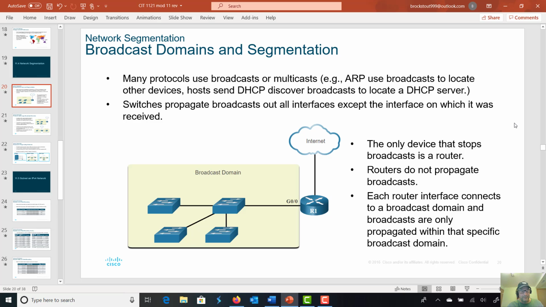So as far as segmentation goes, or broadcast domains, one segment is one broadcast domain. And that's an important thing. And all of the devices that are going to be in that same segment are going to be within the same range of IP address values. And more on IP address subnetting very, very soon.